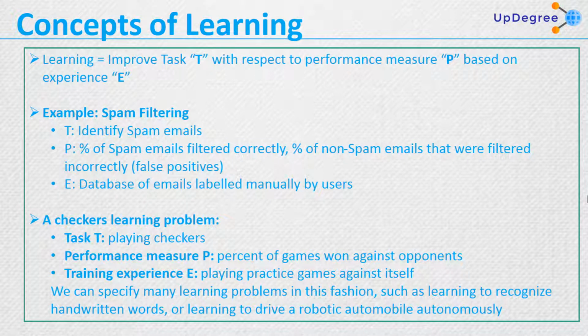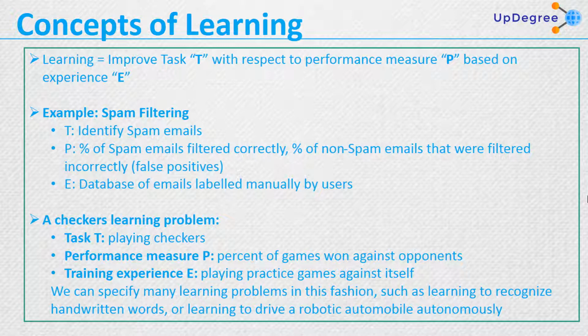Learning can be defined as improving task T with respect to the performance measure P based on the experience E. So I'm repeating the definition once again. That means we're going to improve a certain task which is given to us. We're going to improve the performance of the task based on some prior and previous experience E. So let us go for some examples.